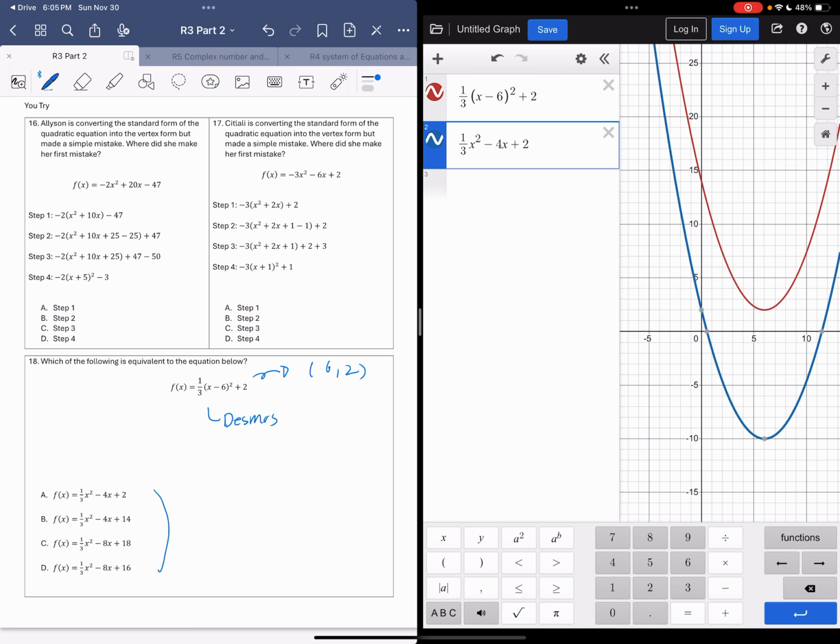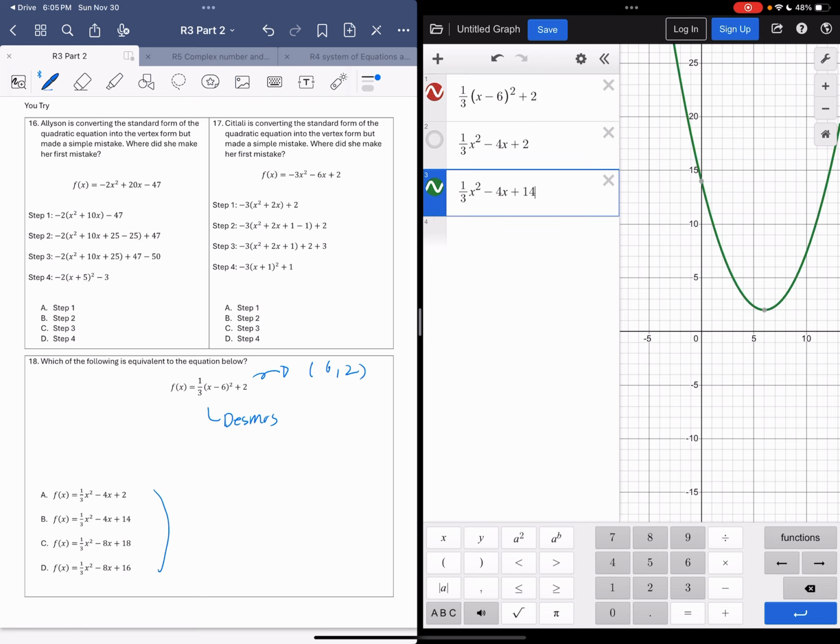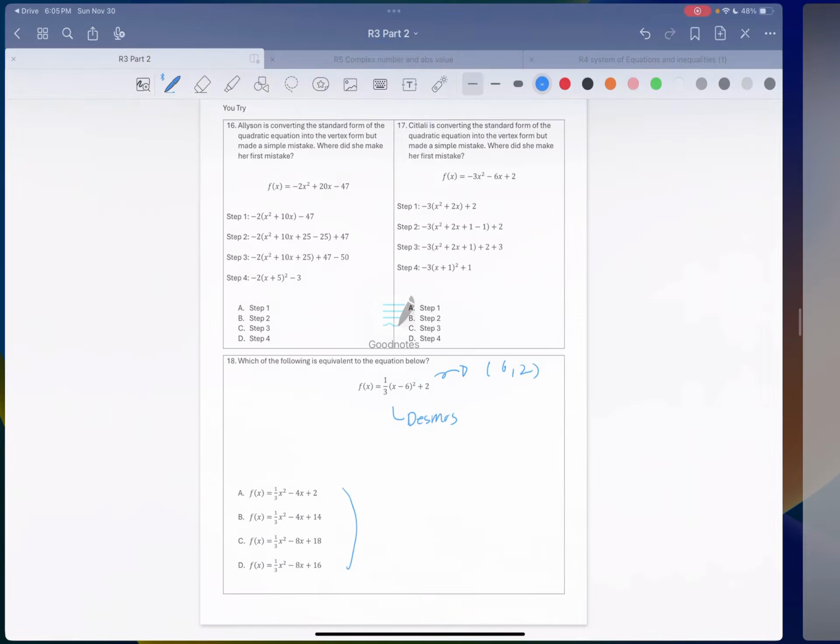But it's okay. First one is, nope. 1/3 x squared minus 4x plus 14. Oh, wait. Gotcha. Do you see? It matches. So we got the answer easily like this.